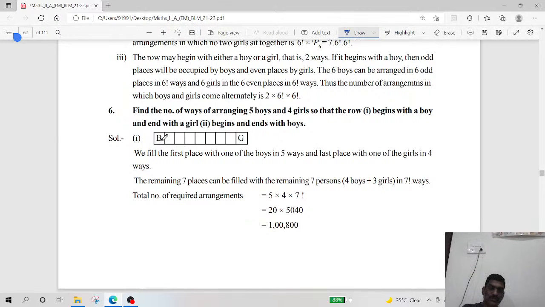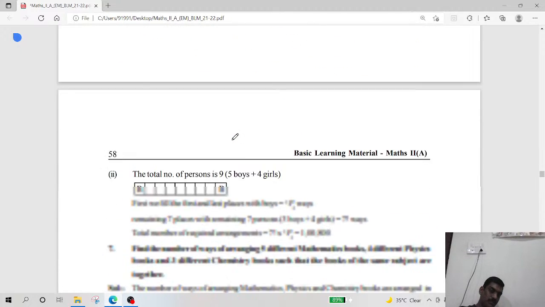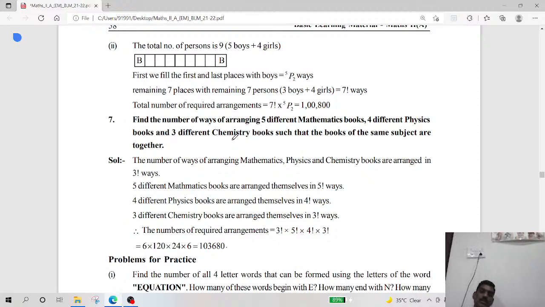In another way also we can do here. 1 boy and 1 girl are arranged already. Then 1, 2, 3, 4, 5, 6, 7, so 7 factorial. The first boy may start or the second boy may start. Like that, for 5 boys chance is there and for 4 girls chance is there. So 5 times 4, that combination is 5 times 4, which is 20.